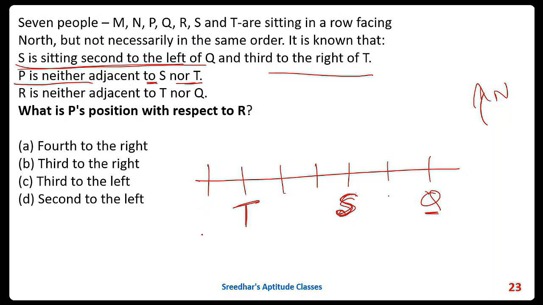That means P cannot be here, because adjacent to T. And similarly, P is not adjacent to S also, so P cannot be here. That means out of the 7 places, 3 people are already occupied. In the 4 places, P cannot be anywhere. If P cannot be here, here, here, or here, what is the other place? There is no place for P, right? So that's why I have not taken Q at extreme end.